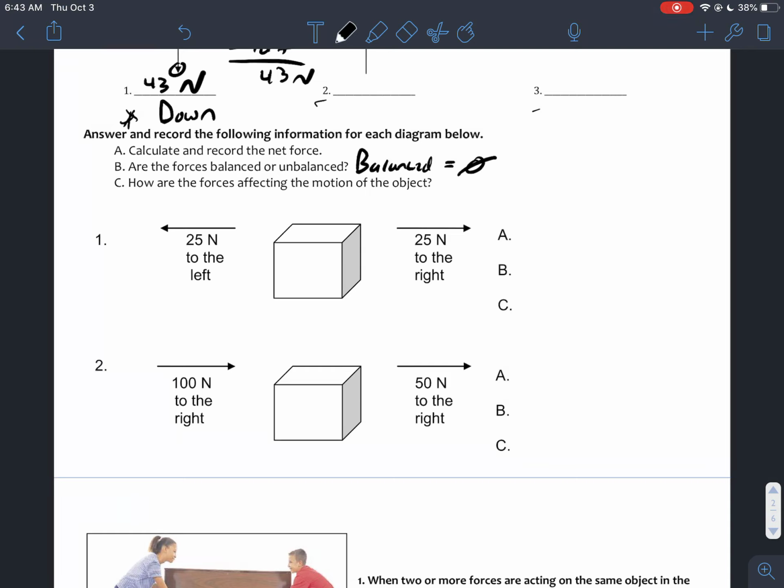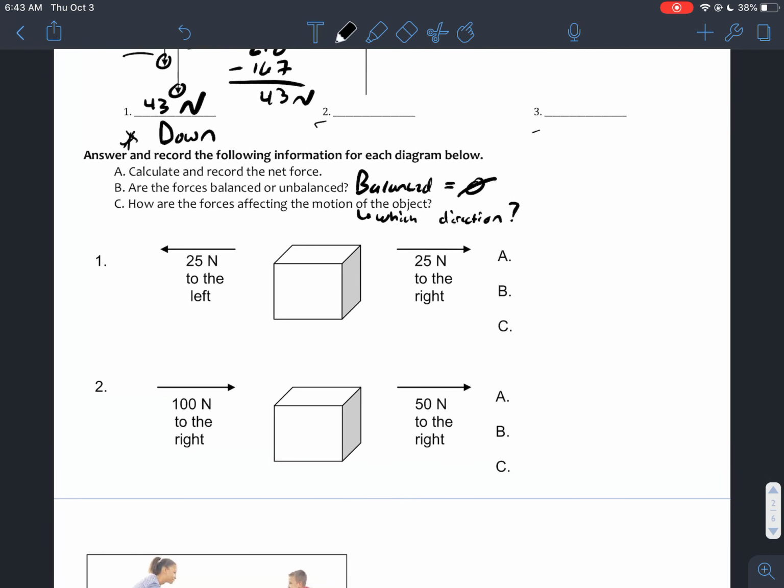That's really important. Finally, in C, how are the forces affecting the motion? You just need to tell me which direction. If the forces are balanced, it won't move. There's no motion. That'll go in C. If the forces are unbalanced, it'll move either left, right, up, or down. You need to calculate the net force and tell me which direction. That's for 1 and 2.